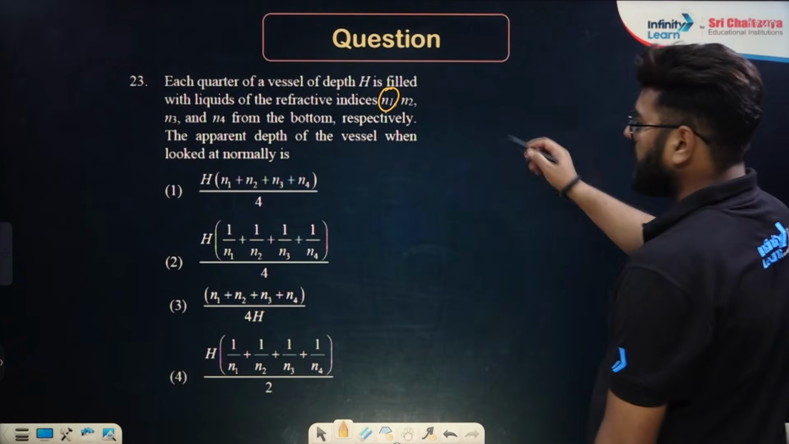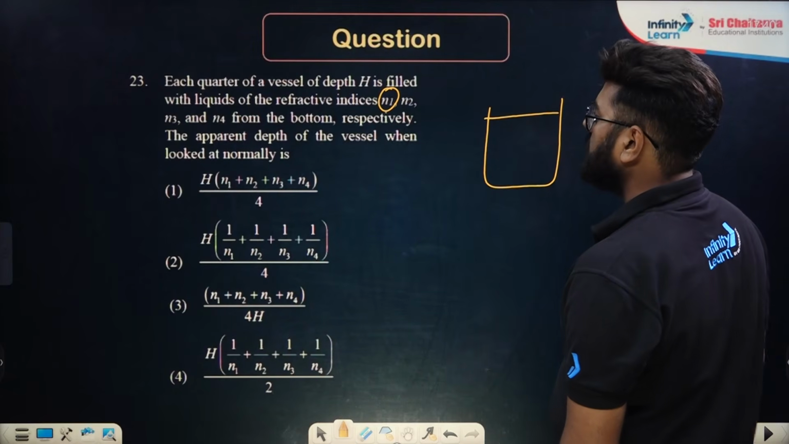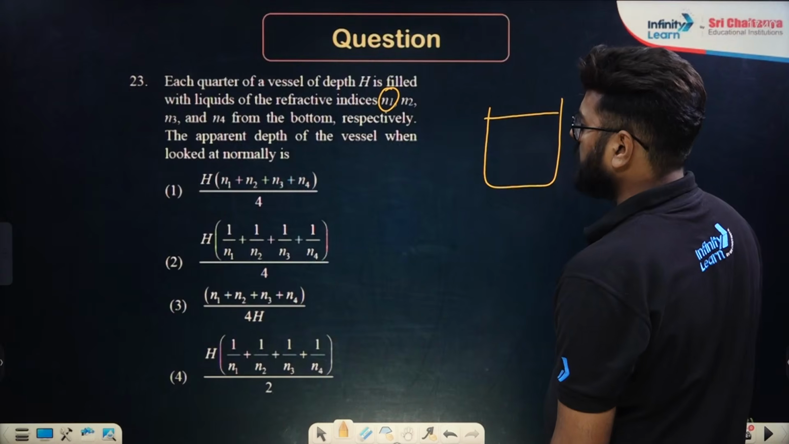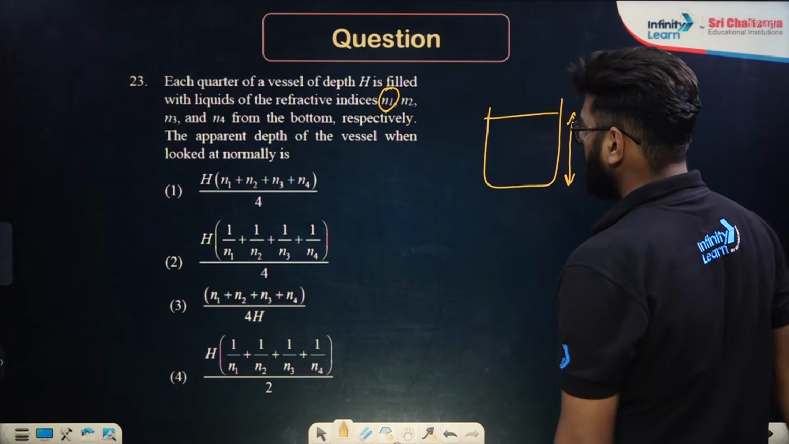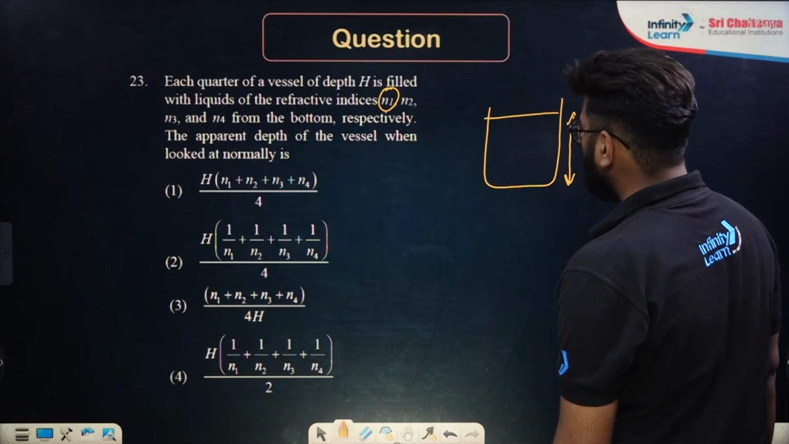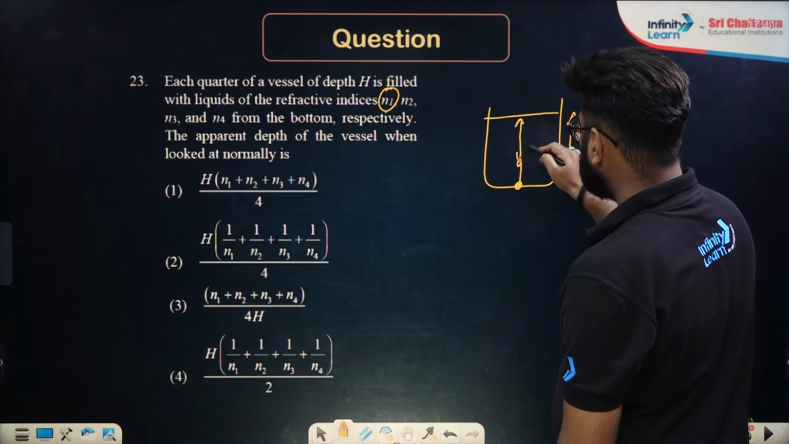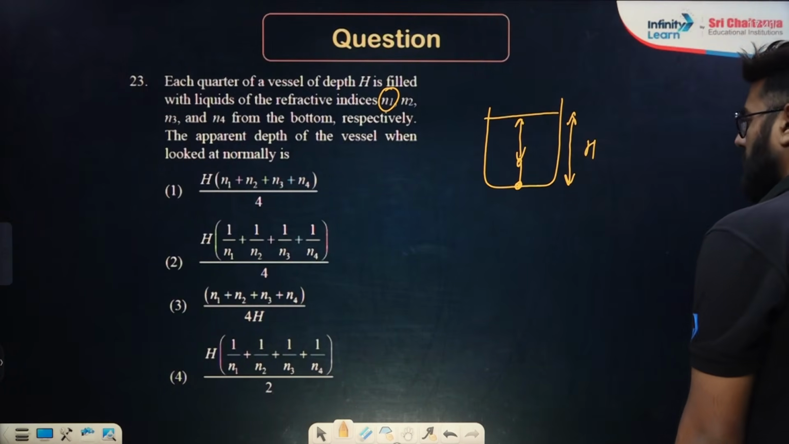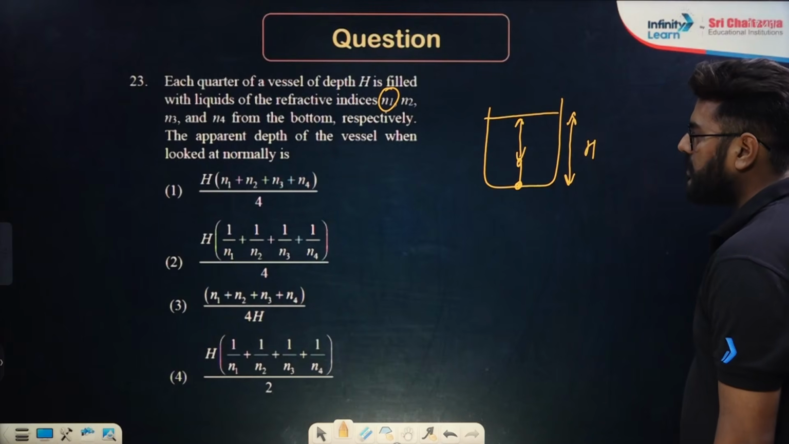Okay, let's say there is only one liquid. Each quarter of a vessel of depth h is filled with liquid. So let's say the entire h height is over here with n1. So where will the net height be? The net height will obviously be reduced and that will be equal to h by n1, correct? So if only h height is there, then what is the answer?